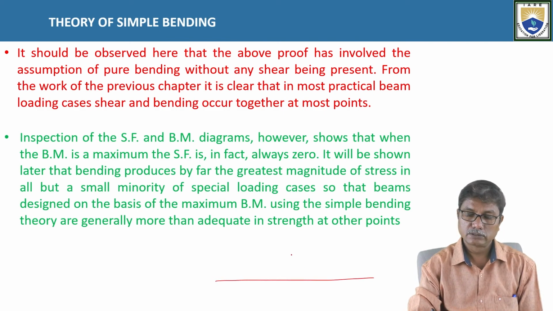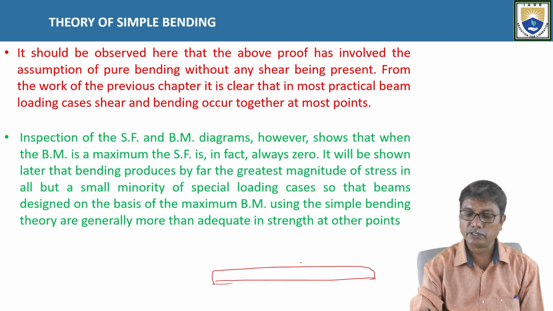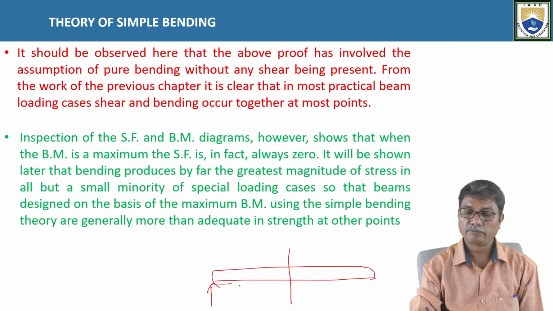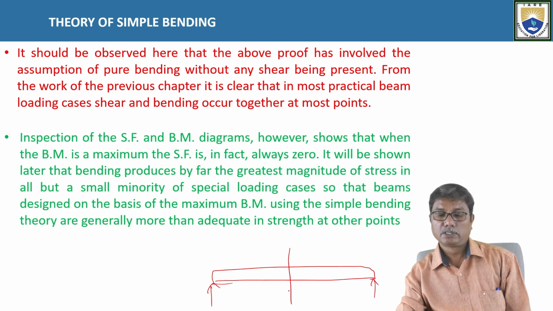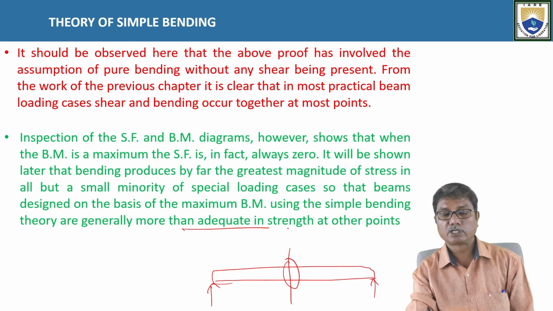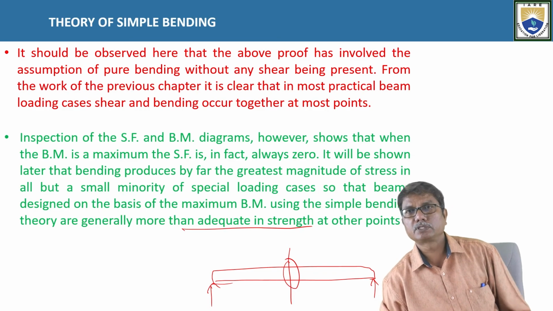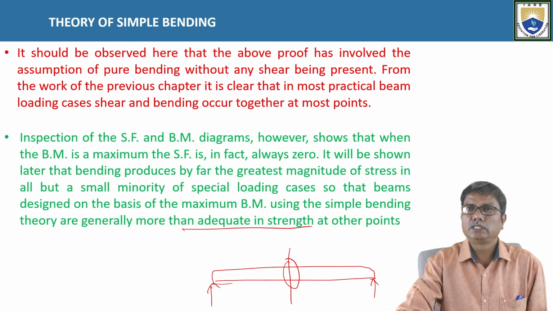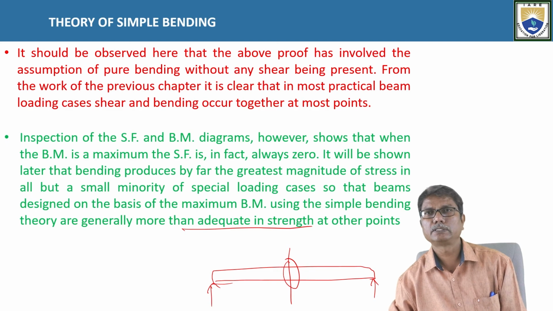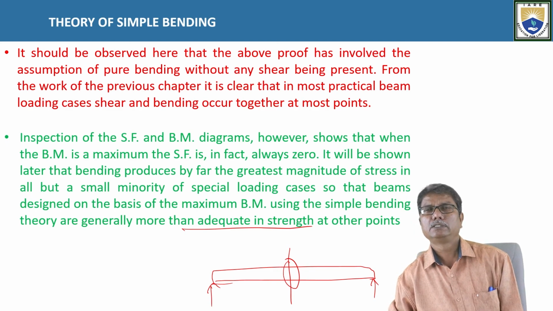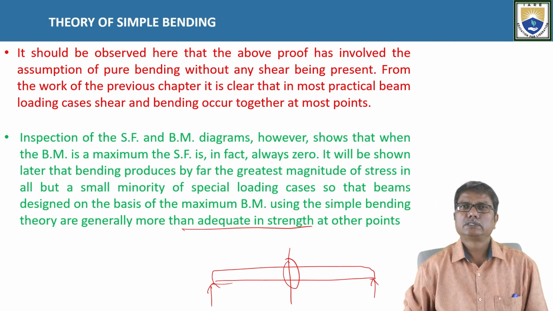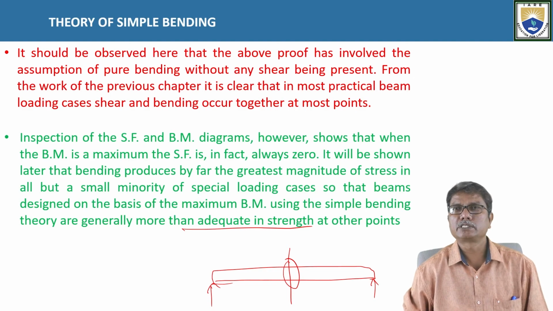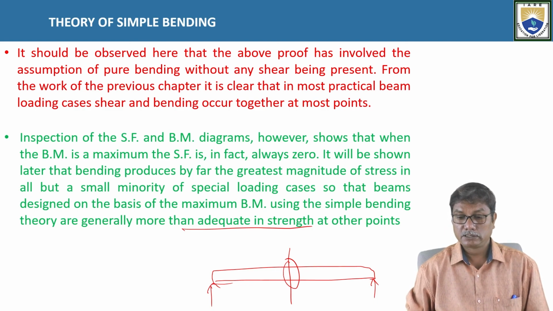So the beam cross section is designed based on maximum bending moment, and that will be adequate in strength at other points also. Once you design the cross section for maximum bending moment, that cross section will be adequate in resisting the bending moment at other points also. So when designing beams, the design is done based on the maximum bending moment which occurs in the beam for the given load cases.